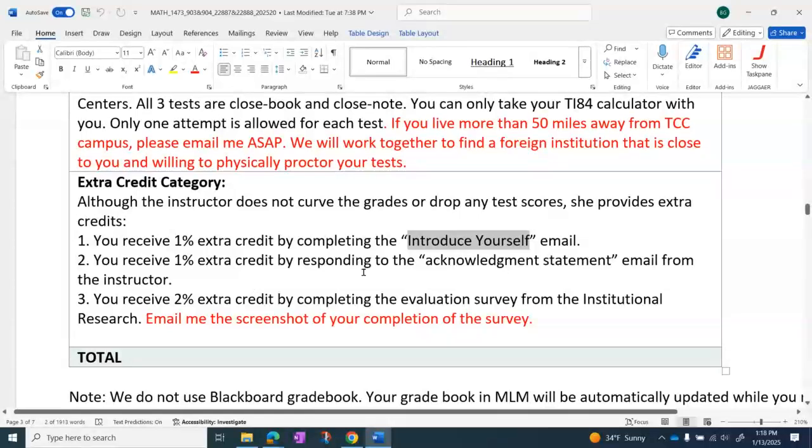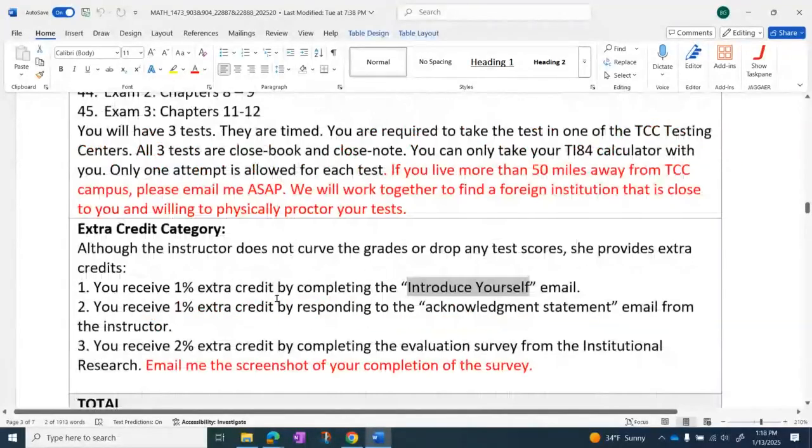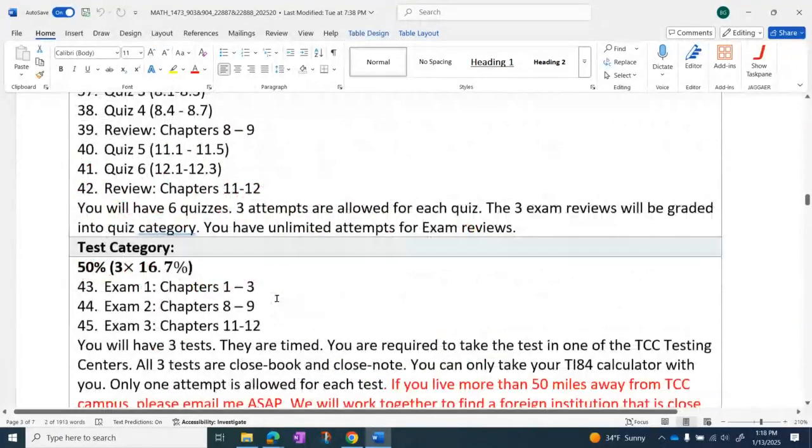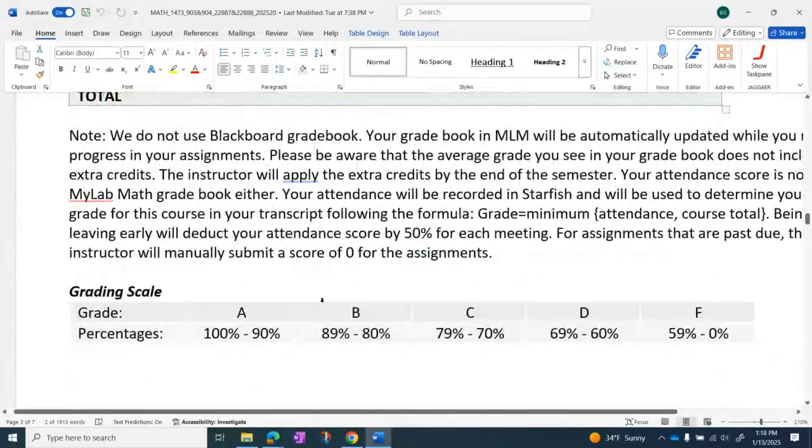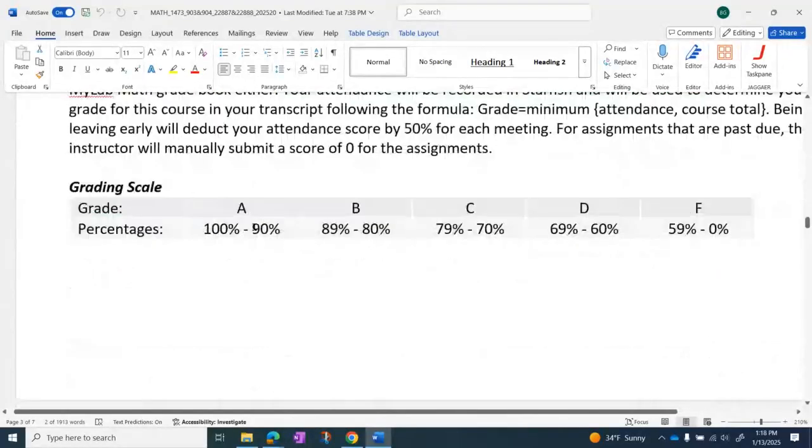So that's the structure, the breakdown of your course total. You have 104%. If you get 90% to 100%, you get an A. 80% to 89% is a B, 70% to 79% is a C, below 70% and above 60% is a D, and below that is an F, right?